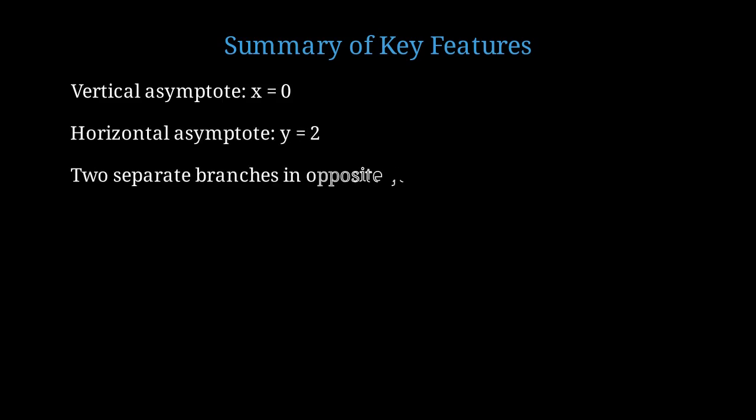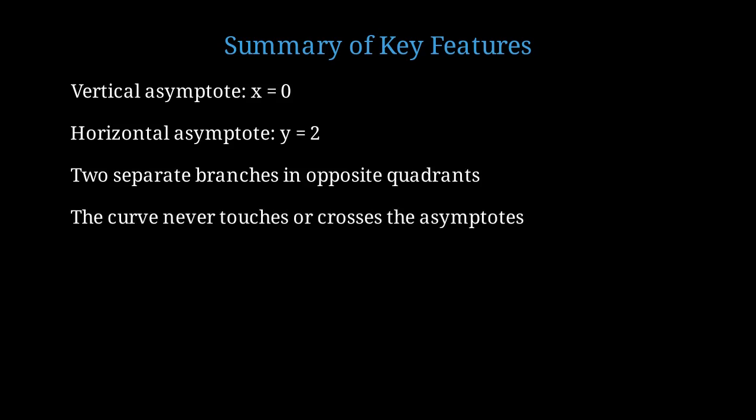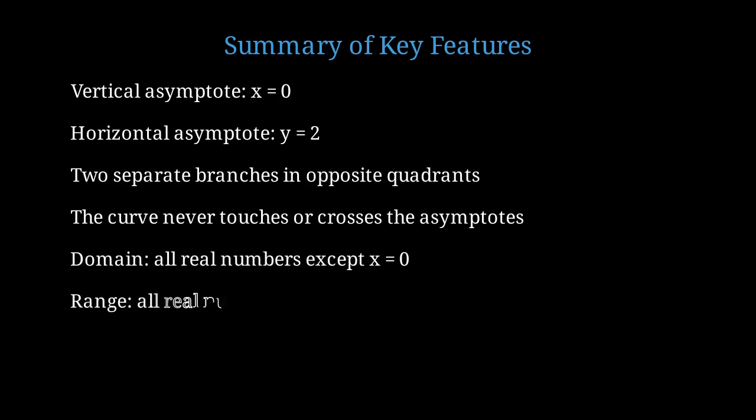The graph has two separate branches in opposite quadrants. The curve approaches, but never touches or crosses the asymptotes. The domain is all real numbers except x equals 0. The range is all real numbers except y equals 2.